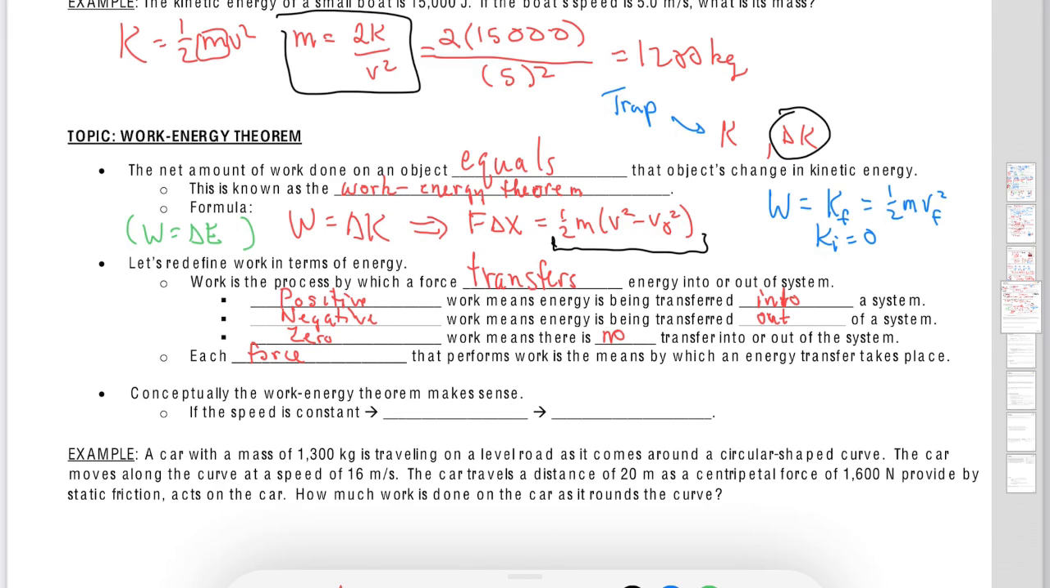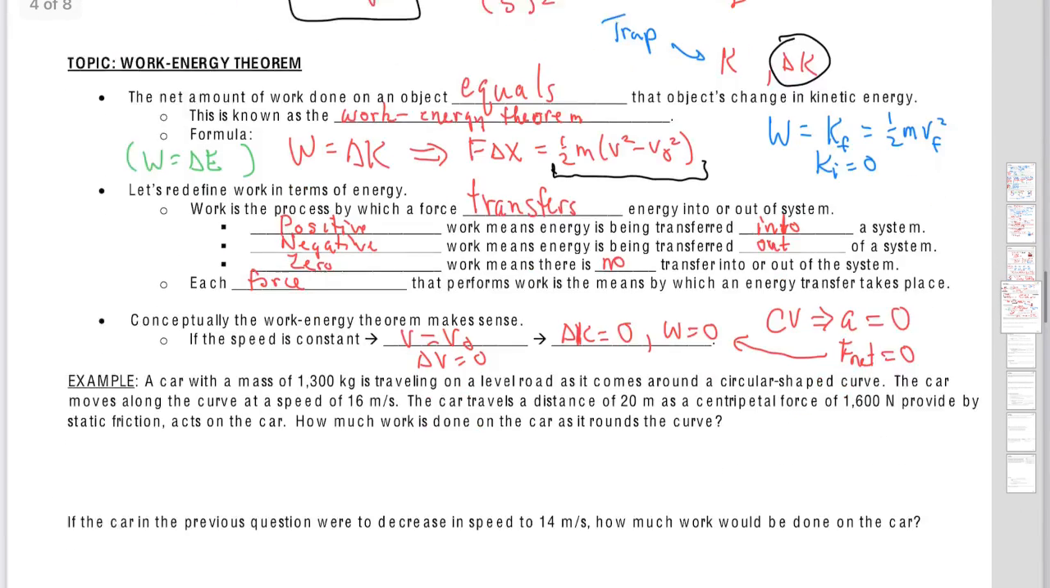And this idea that if I'm doing no work, then there's no changing energy. If the speed is constant, that means v equals v0, so I don't have a change in velocity. What does that mean? My delta K is 0, which ultimately means my work is 0. So I'm not transferring any energy into the system if I'm at a constant velocity. Remember, constant velocity means acceleration is 0, so your net force is 0. Ultimately, there's no work being done, which means there's no change in kinetic energy.